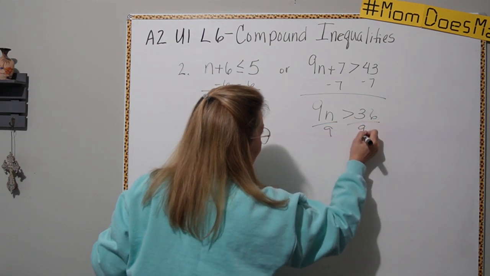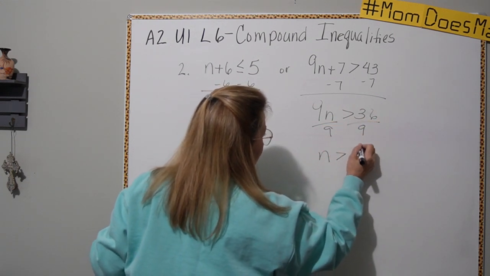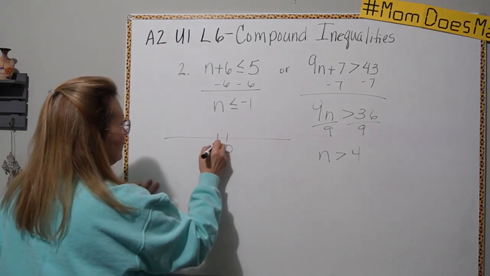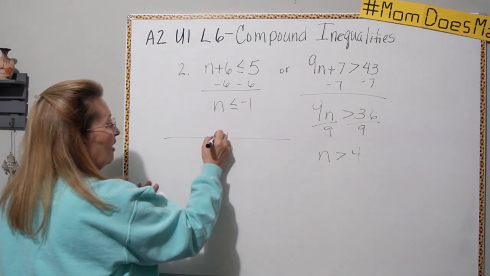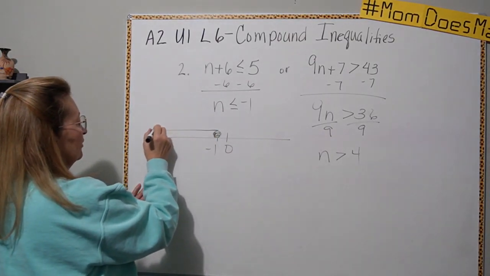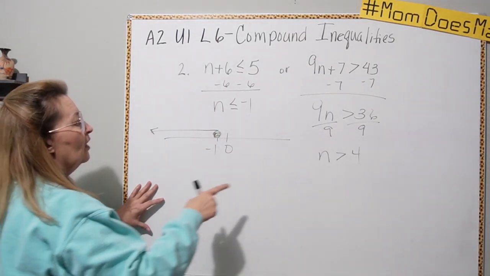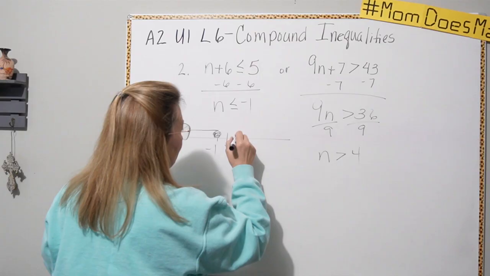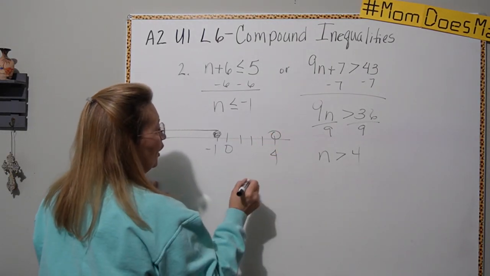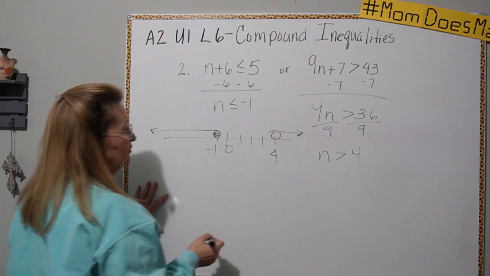Divide both sides by 9. N is greater than 4. All right, to graph, let's go to -1. This is going to be a solid dot since it has the equals to, and it's going to go to the left-hand end. All right, this one, since it is greater than 4, I'll start at 4. It's going to be an open circle and go that direction.